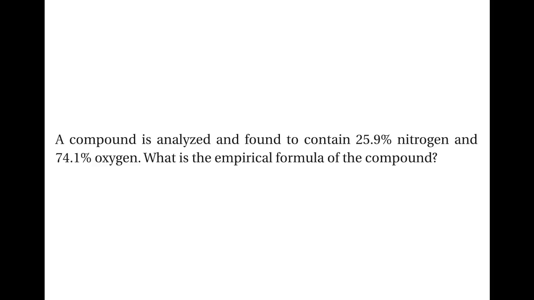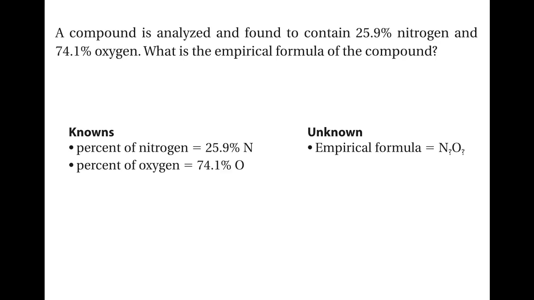Again, when you're given a question, the first thing that you need to ask is, what is this question asking you for? So you know that this question is asking you for the empirical formula. The second thing that you need to do is write down everything that you're given. You're given that you have 25.9% nitrogen and 74.1% oxygen. So I will write that down. This is what I know, and that is what I'm looking for.